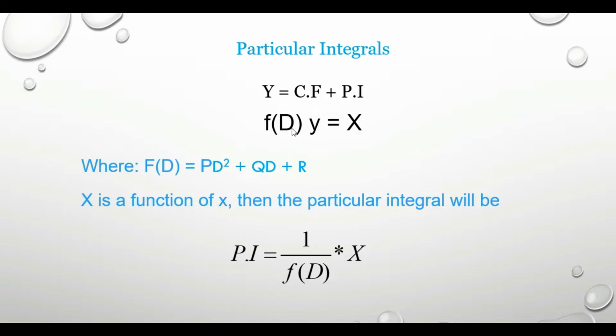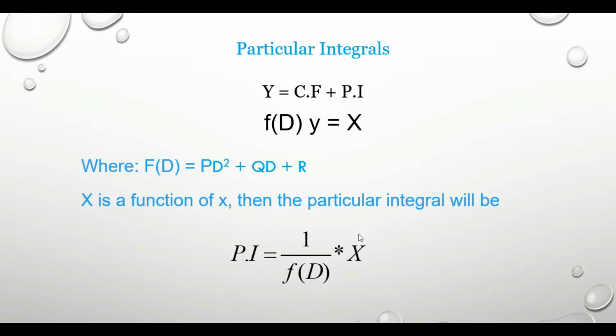Suppose we have a non-homogeneous differential equation f(D)y = X, where f(D) is the same thing as this equation over here, which is a second order homogeneous differential equation if it equals 0. But since it equals X here, it is a non-homogeneous differential equation, and capital X is a function of small x. Then the particular integral from this equation can be written as this, where this is the function of x.